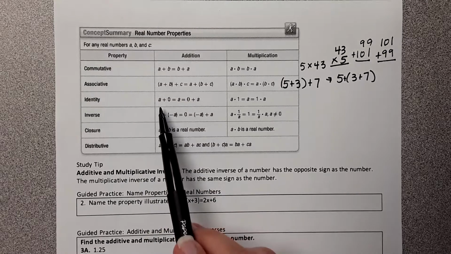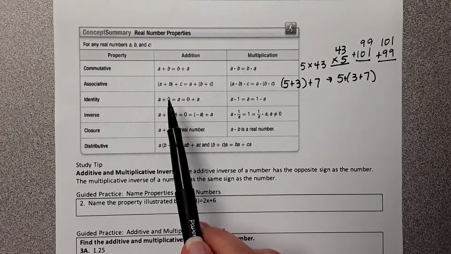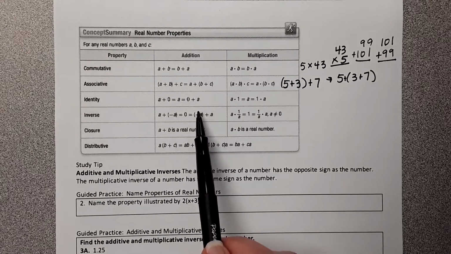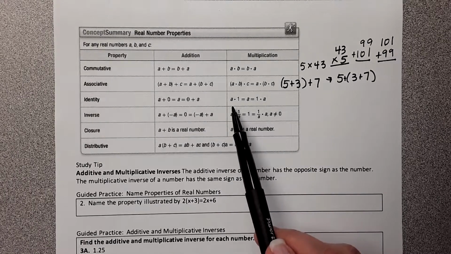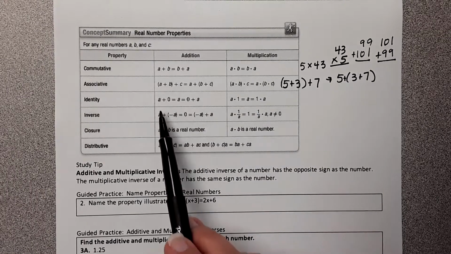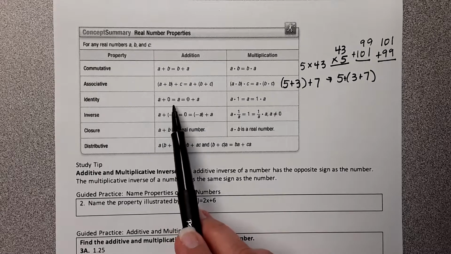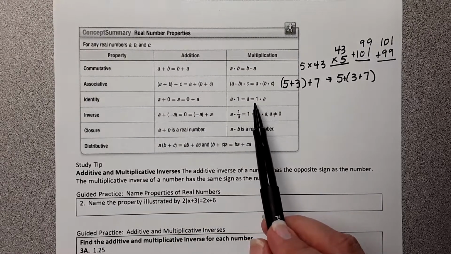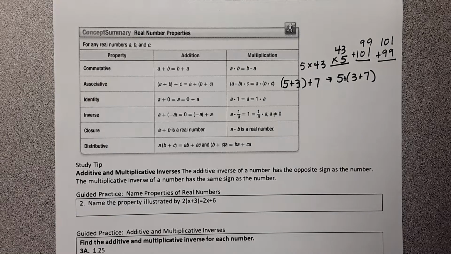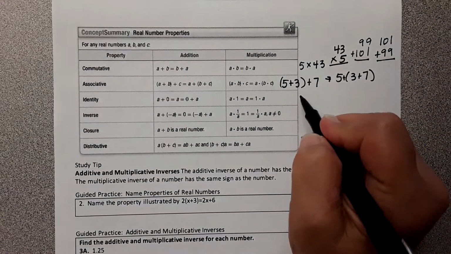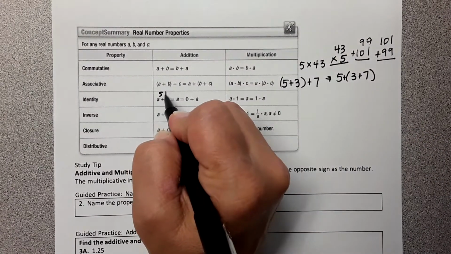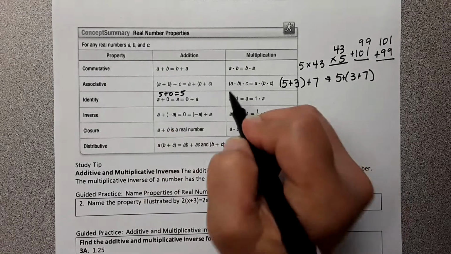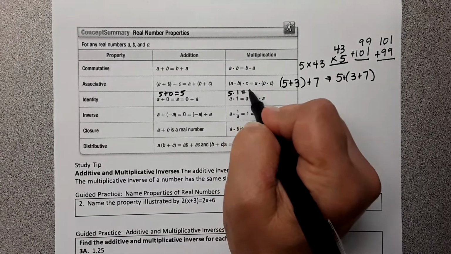Identity is whenever you add 0 to a number, you get the same number, and for multiplication, whenever you multiply by 1. So this would be like 5 plus 0 equals 5. This would be 5 times 1 equals 5. So identity is when you get the same number as your answer.